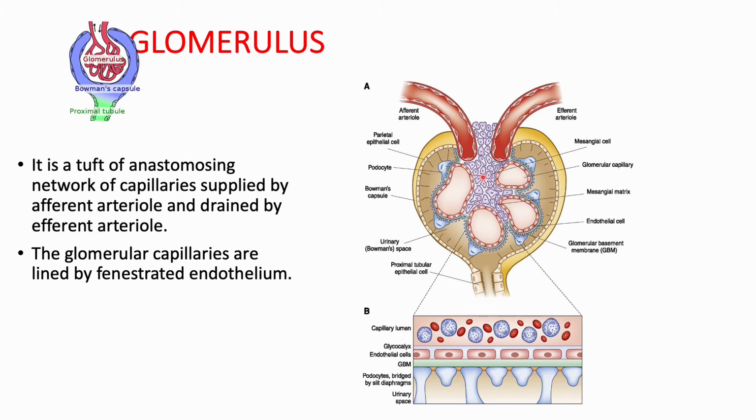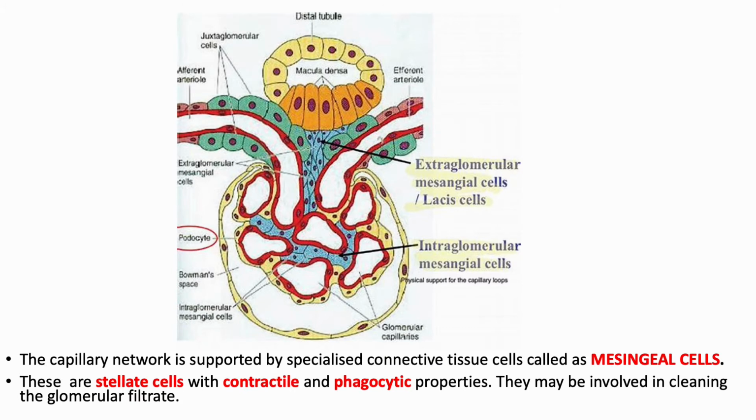Now the glomerulus is a tuft of anastomosing network of capillaries that is supplied by the afferent arteriole and drained by the efferent arteriole. The glomerular capillaries are lined by fenestrated endothelium. This capillary network in the glomerulus is supported by connective tissue cells called mesangial cells, and these are stellate cells with contractile and phagocytic properties, and they may be involved in clearing the glomerular filtrate.